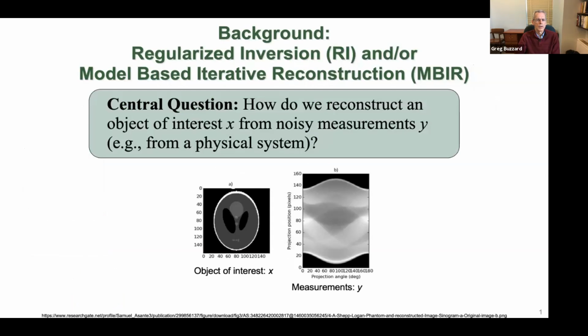So just a little bit of background about the problem setup. We work a lot in regularized inversion or model-based iterative reconstruction. So the basic question is how we reconstruct some object of interest from often noisy measurements from some kind of physical system. Here we have a computerized tomography system, a simple 2D reconstruction from these measurements.